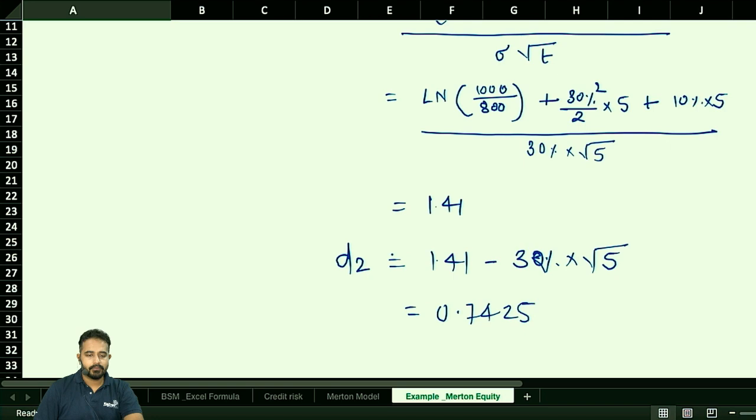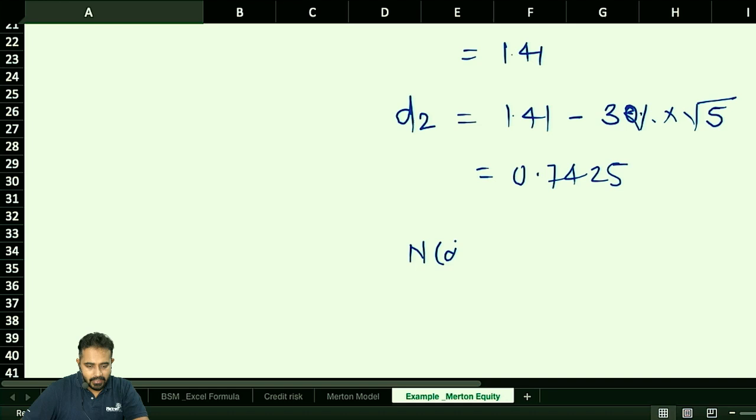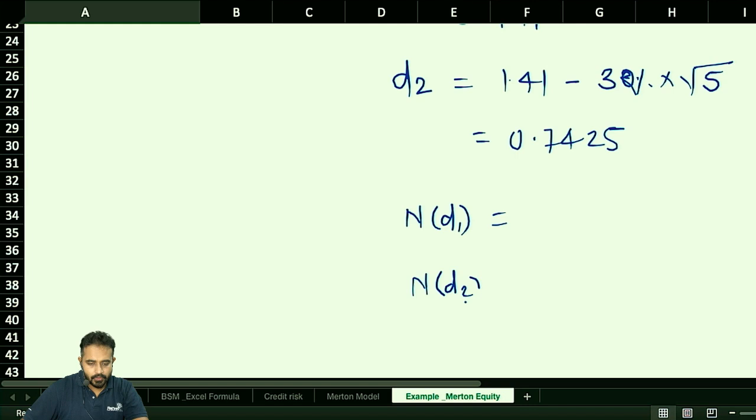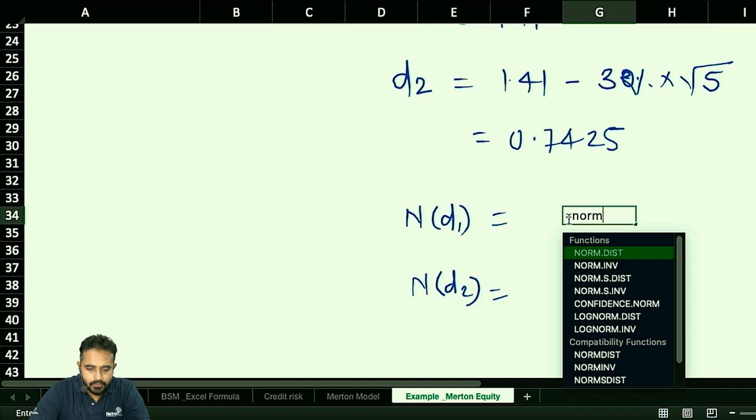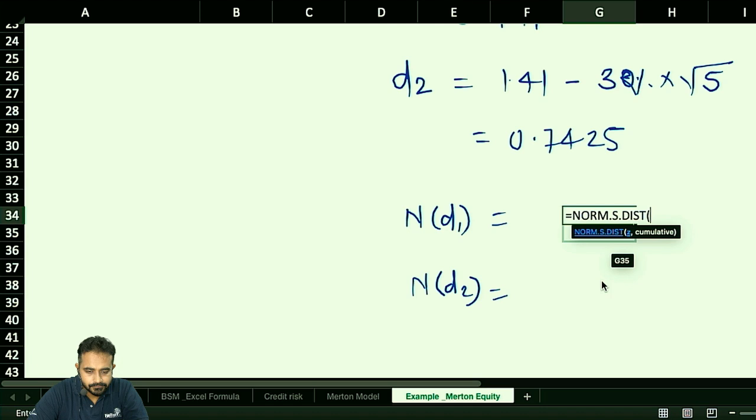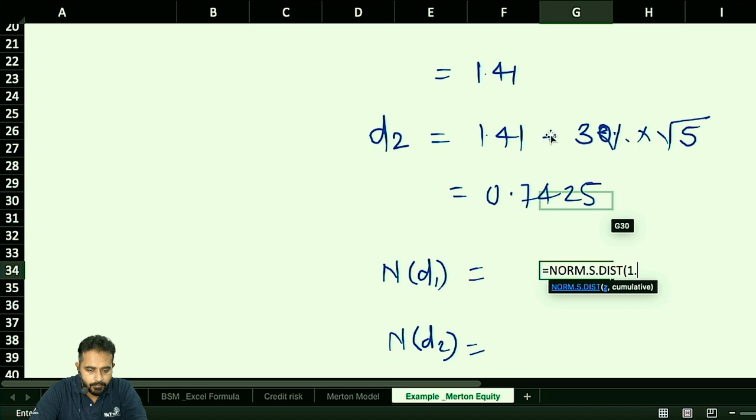So ND1, I'll have to refer to the normal distribution. ND2, again refer to the normal distribution. So let's use the formulas here. We can always manually go and look them in the tables. It's just that we'll try and save some time here. So norms dist z value, the first one is 1.41. We want the cumulative one, so 92%.